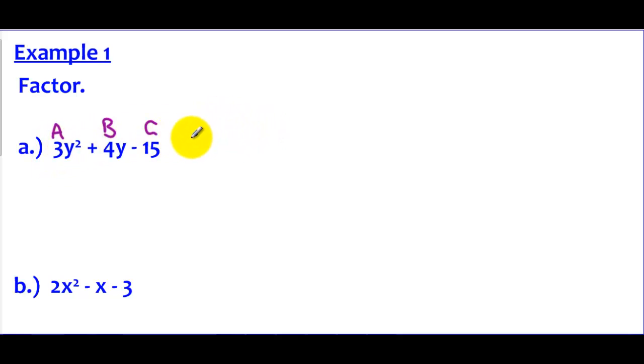So again, I'm going to come off to the side, and I'm going to say, in this case, my a times c, well, that would be 3 times negative 15. Well, that's going to be negative 45. Okay, and then my b value, the one that's in the middle, is 4. So my job is, let's try to figure out numbers that multiply to negative 45 and add up to 4.